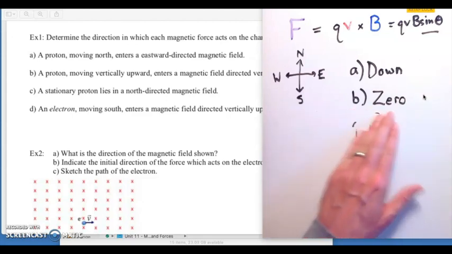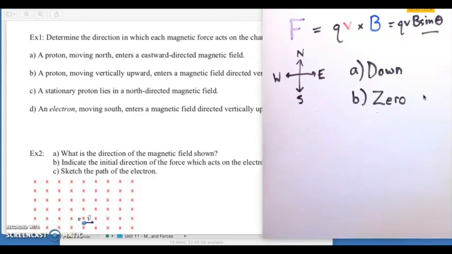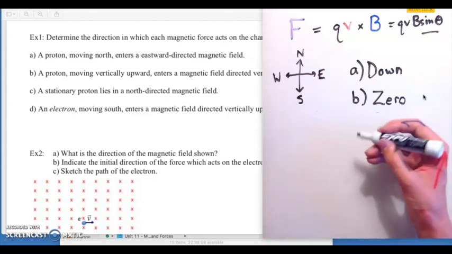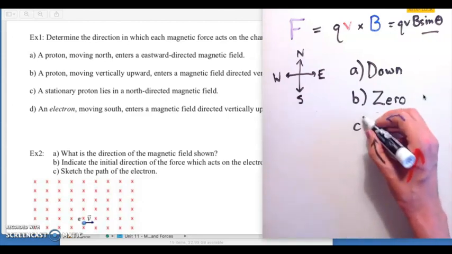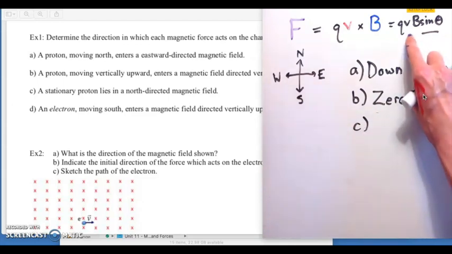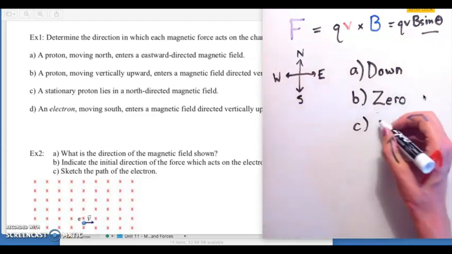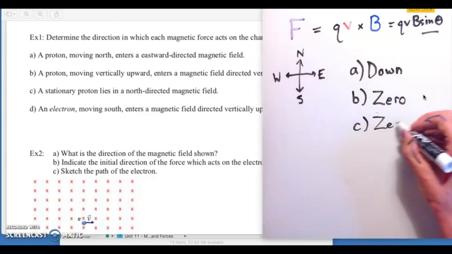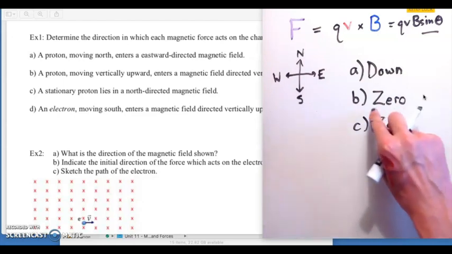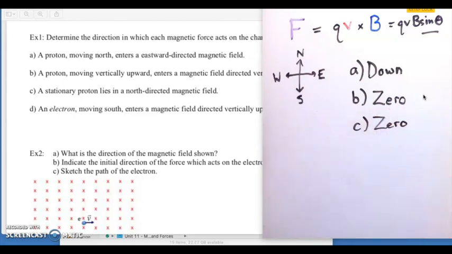All right, let's consider C now. A stationary particle? That means it's not moving. Well, that's an easy one also. The correct answer is 0. There is no force. If it's not moving, then there isn't a direction for the force. The force is 0.